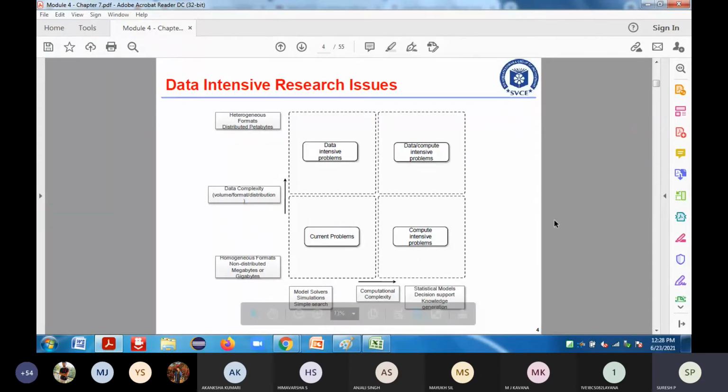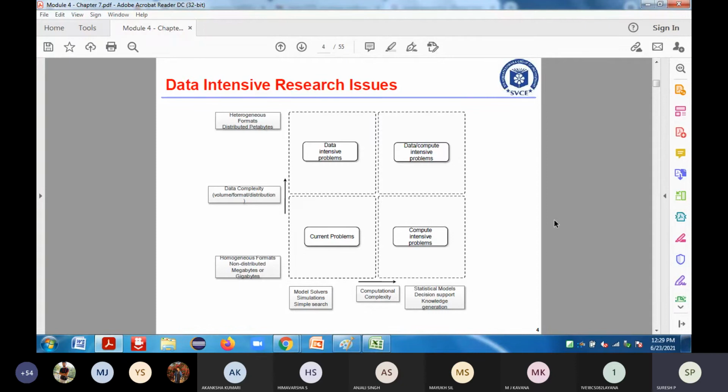Okay. So this is going to provide you the statistical model, decision support, and knowledge representation. This particular part you are going to study in your big data analytics and machine learning, which will be separate. You are going to study it as a separate subject in your next semester. Here you are being told only about the basics of data intensive computing.